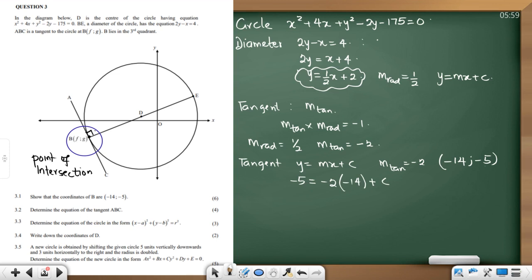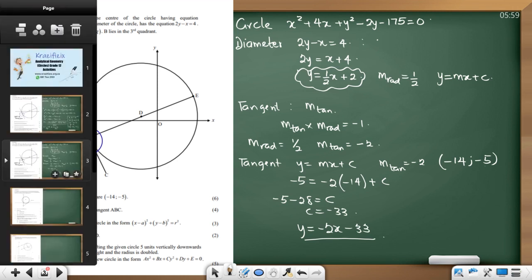That will be 28 on the right hand side. If we bring it over here, it becomes negative 5 minus 28 equals c. And c is negative 33. So what's the equation? y equals negative 2x minus 33. This is something you would always do when it comes to analytical. All right, we jump to 3.3, just increasing the pace.